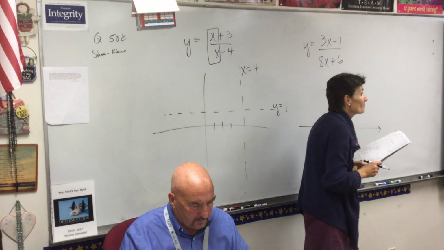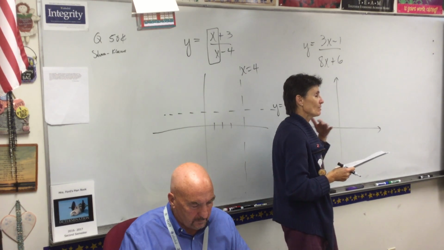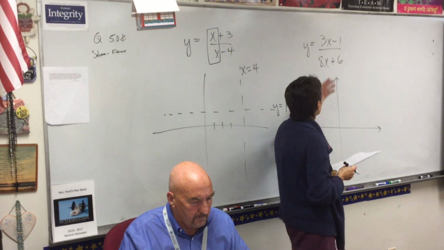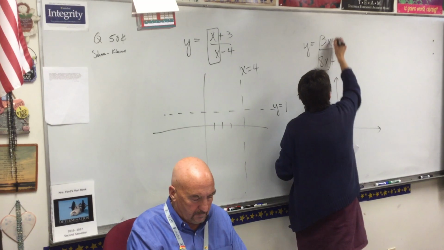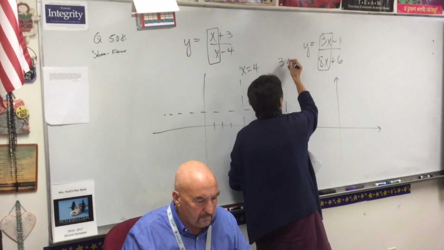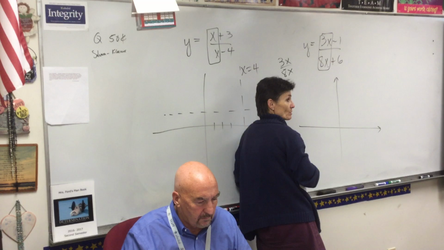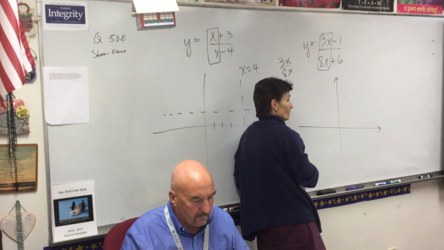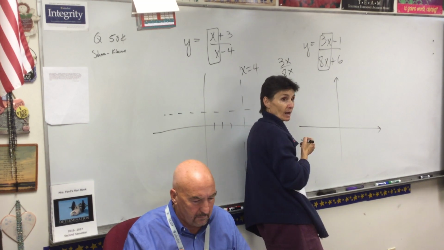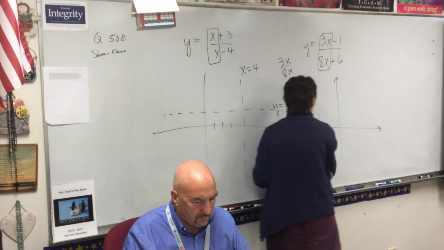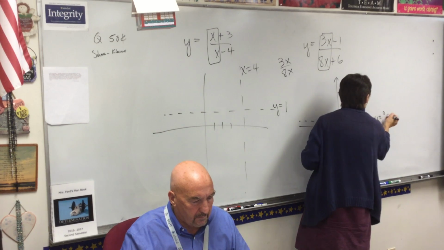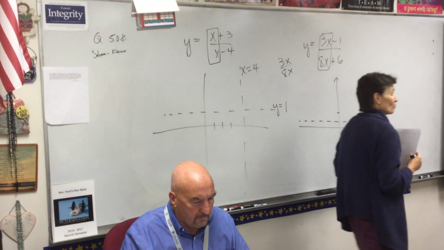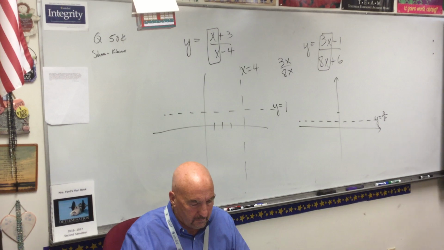Not 5. You're thinking the right way, but you're doing the wrong operation. This is 3 over 8. So when I do my horizontal asymptote, I have 3x over 8x. What does that reduce to? That doesn't reduce to 5. That reduces to 3/8. So your horizontal asymptote is y equals 3/8. Remember, the 3 and the 8 are coefficients. They're not exponents. They're coefficients. It's like having 2 over 4.